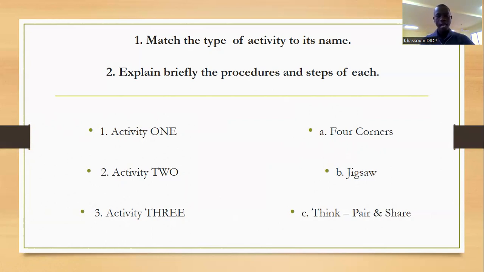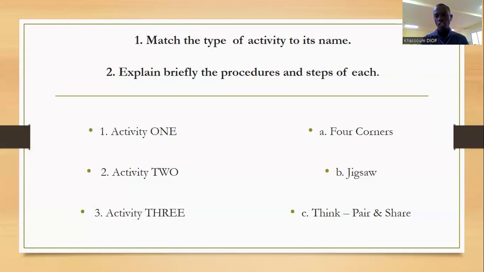And these activities have some names. I have some names, right? So I just want to try a kind of matching. Match each activity to its name. Here we have activity 1, activity 2, and activity 3. The second list has 4 corners, jigsaw, and think, pair, share. So for you, which one is think, pair, share about the 3 activities we did? Which one was about 4 corners? And which one is about jigsaw?